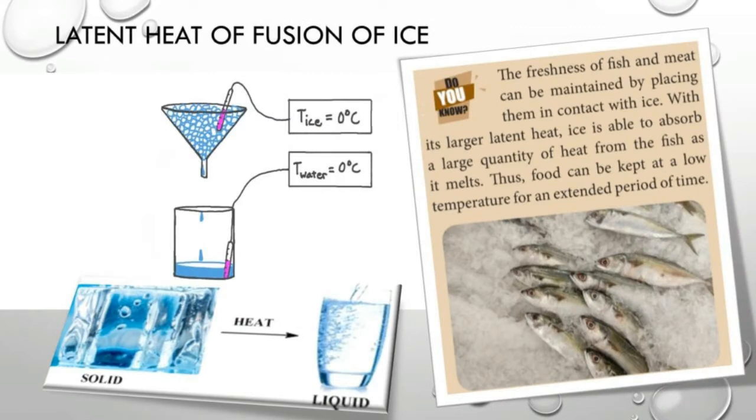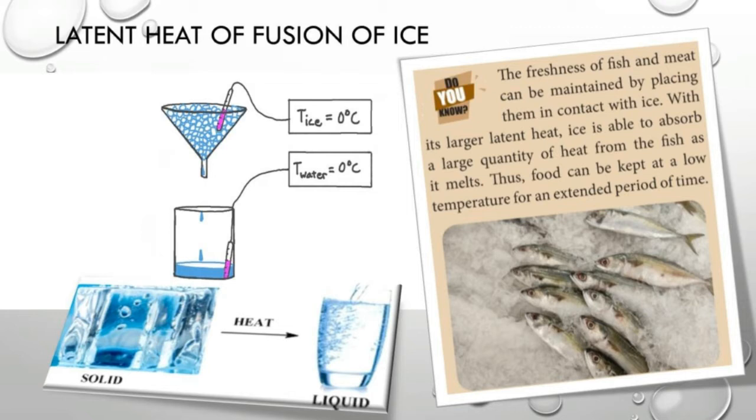Next, latent heat of fusion of ice. Take some ice cubes in a beaker and place a thermometer in it. Now heat the beaker. The thermometer will not register any rise in temperature till all the ice melts. The question arises, where does the heat energy go if there is no rise in temperature?